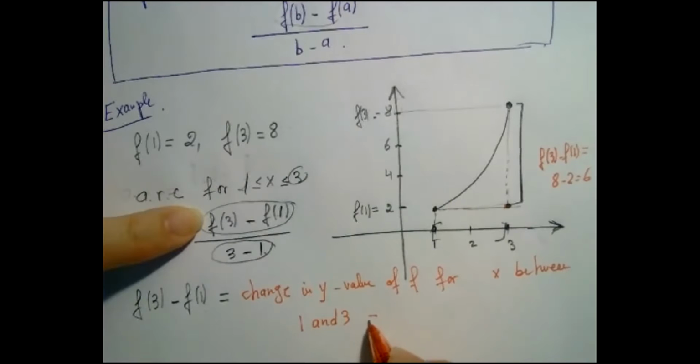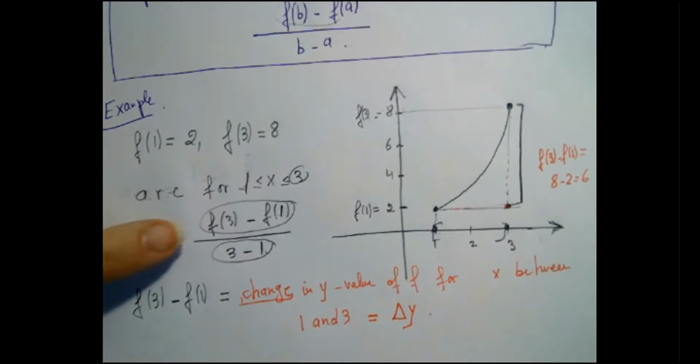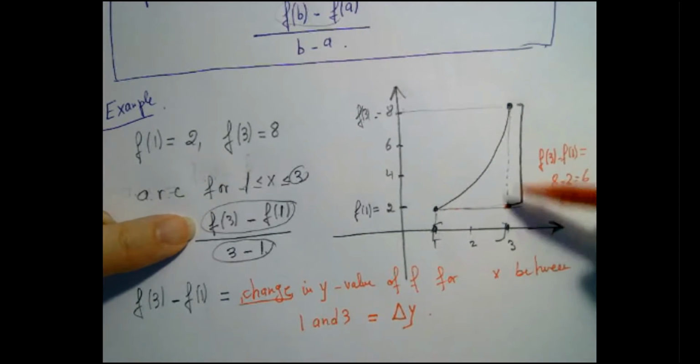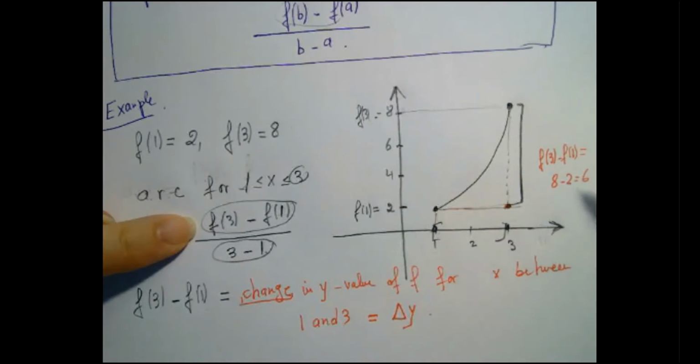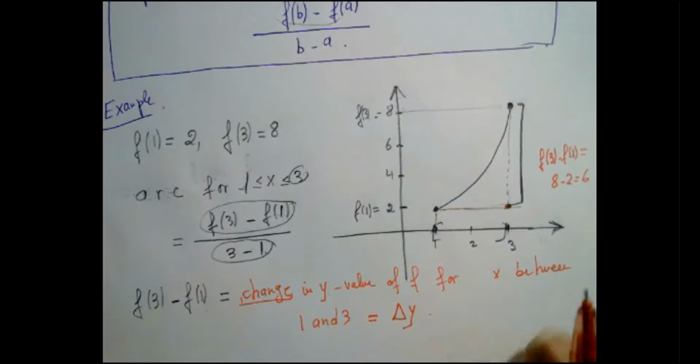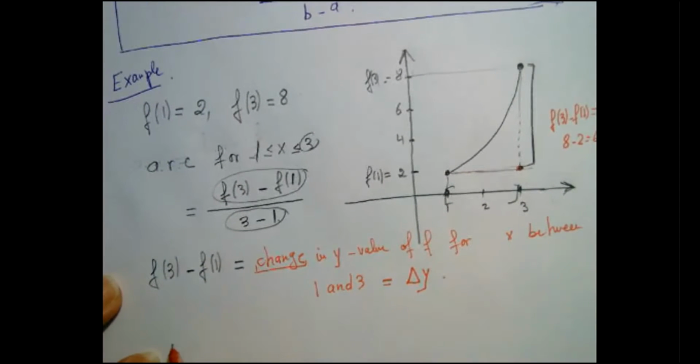And there is a notation for the change. Delta is usually the symbol for change. Since we are changing the y value, we write it as delta y. So the top part is how much your function changed when your input goes from 1 to 3. It changes by 6 units. Crucial picture. What does the bottom part represent?